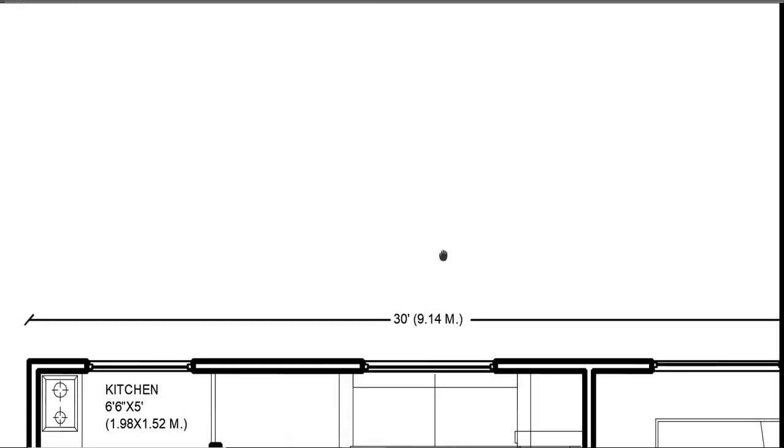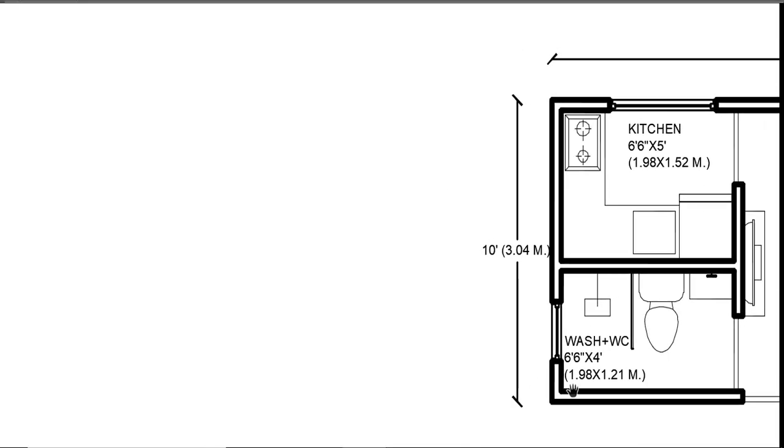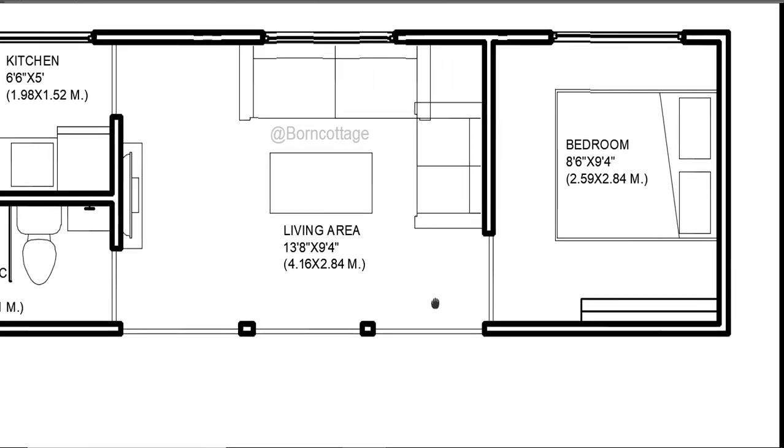So the total area I have taken is a length of 30 feet, which is 9.14 meters, and a width of 10 feet, which is 3.04 meters. In the front we have a sliding door here. After that we'll go inside.